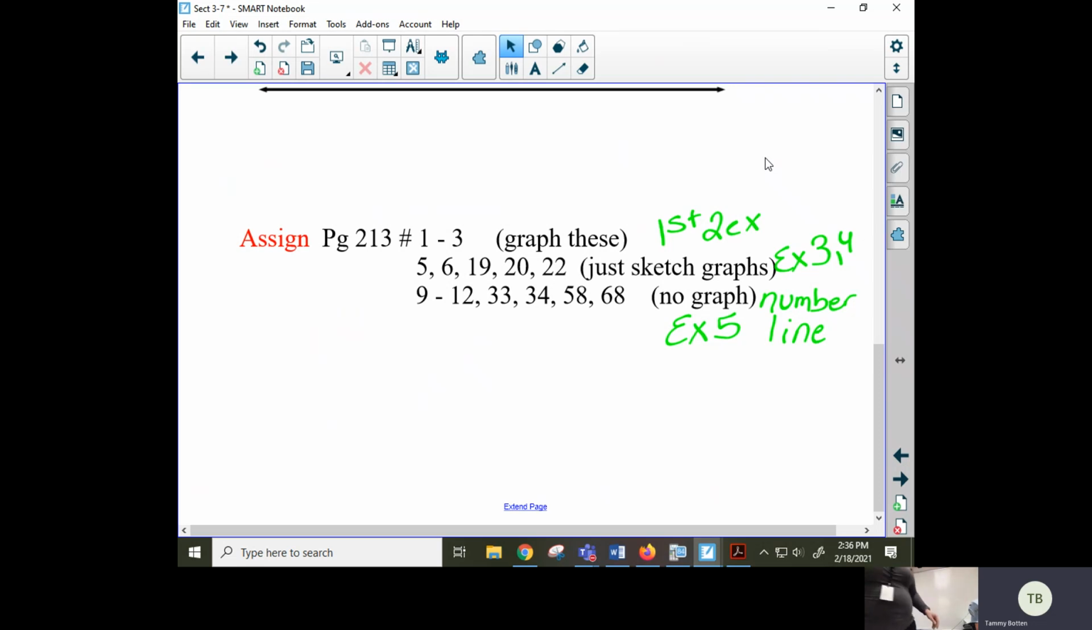Oh, does anyone need graph paper? If anyone is able on graph paper, grab whatever you'd like.